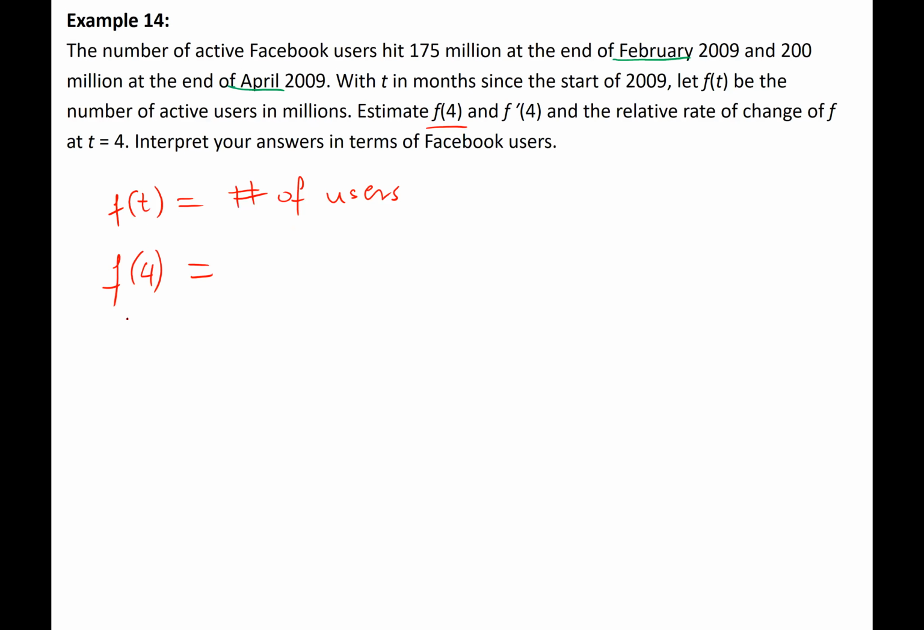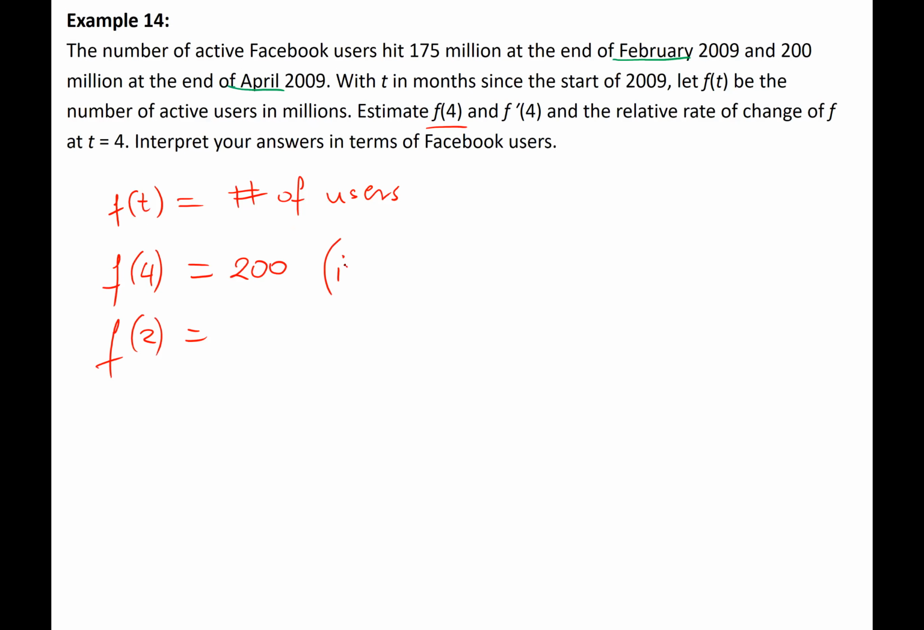They're not asking f of 2, but I would also like to ask you. How many users do we have at 4? 4 is the 4th month, April. 200 million users in April.